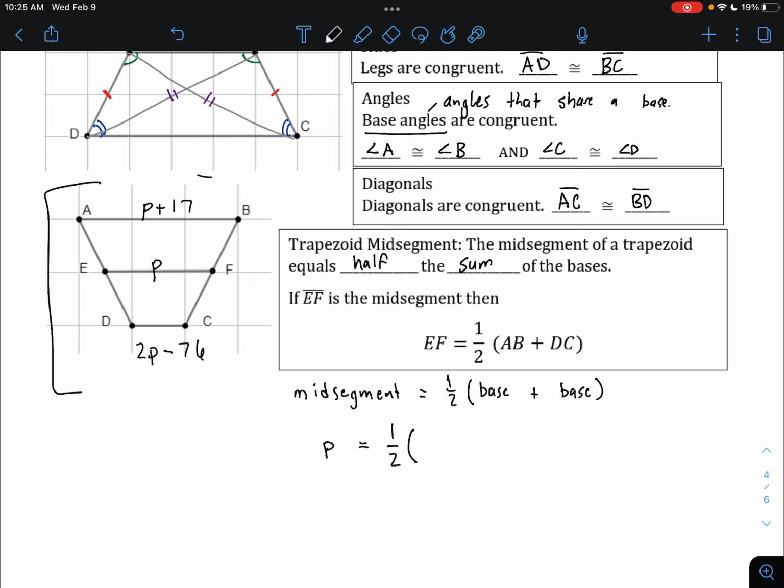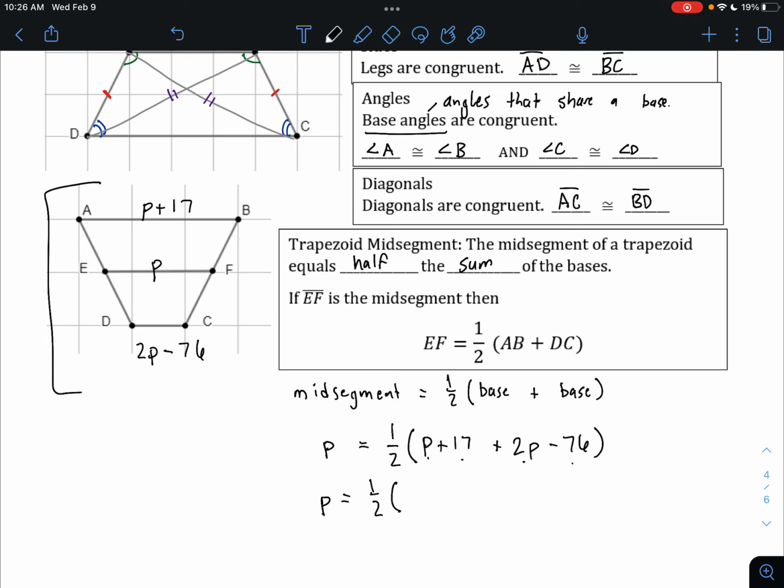The first base is that one here, P plus 17, plus the second base, 2P minus 76. Close our parentheses off. And the first thing that I like to do is I like to clean up the inside of the parentheses first. You don't have to do this first, but I like to do it first. It just makes a little more sense to me. So we're going to leave this alone. P equals 1/2. And then on the inside of the parentheses, we've got P, 2P, 17, and negative 76.